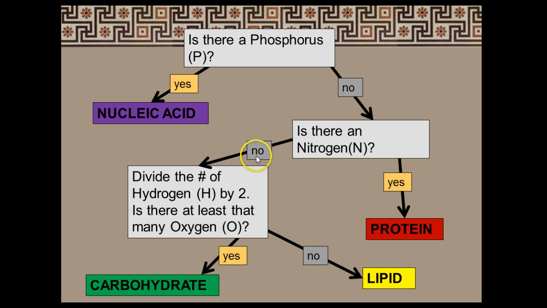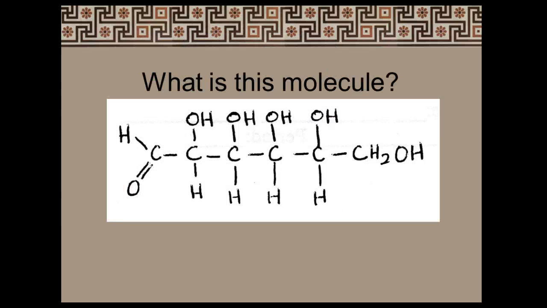But if we say no, we look at the number of hydrogen and oxygen, because remember, carbohydrates have that 2-to-1 ratio, whereas lipids do not. You count the number of hydrogen, divide that by 2, and ask yourself, is there at least that many oxygen, or is the number of hydrogen equal to the number of oxygen? And I'll go through this and give you more examples as we go on.